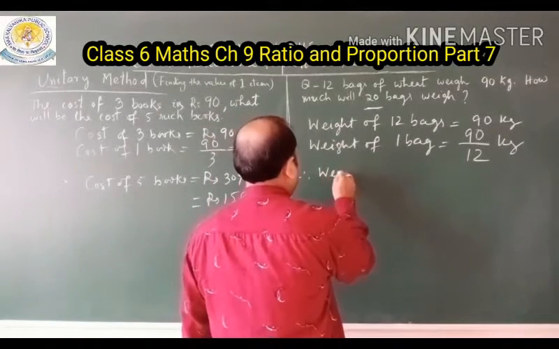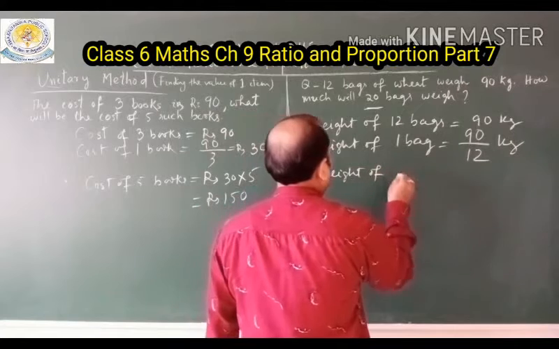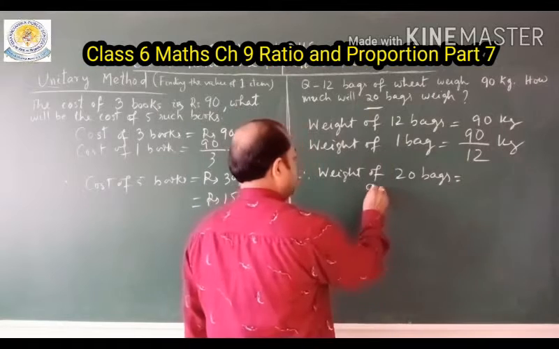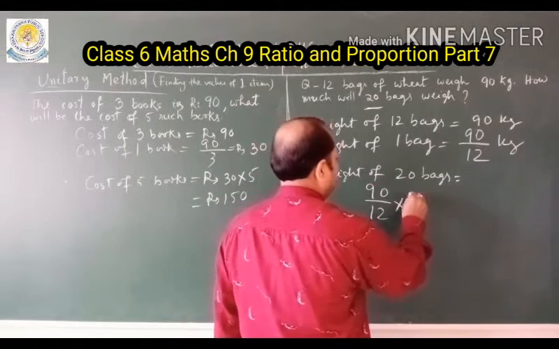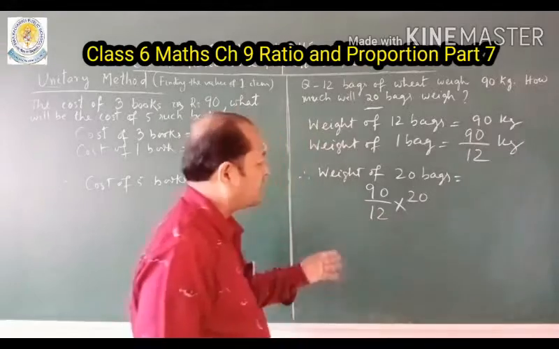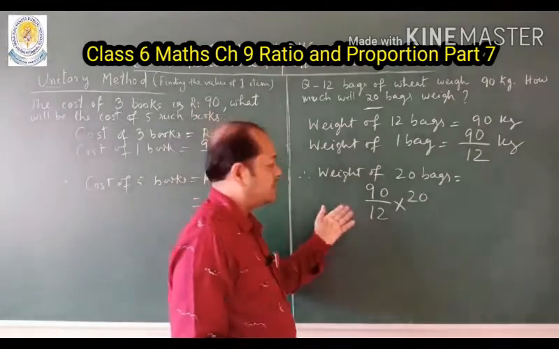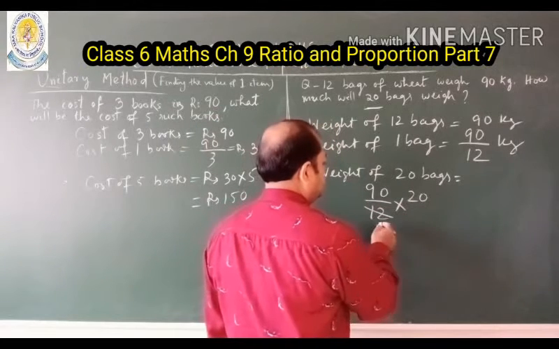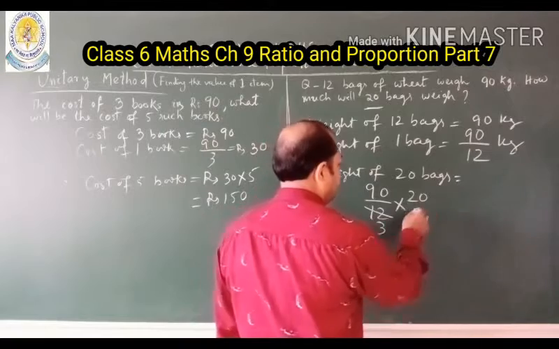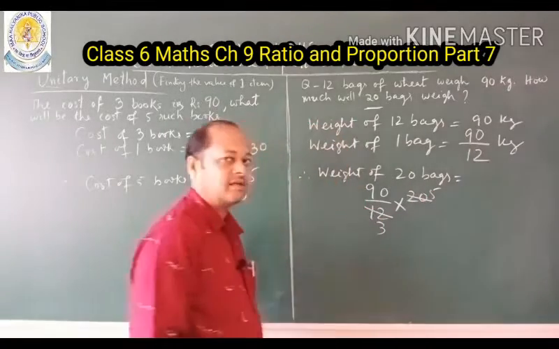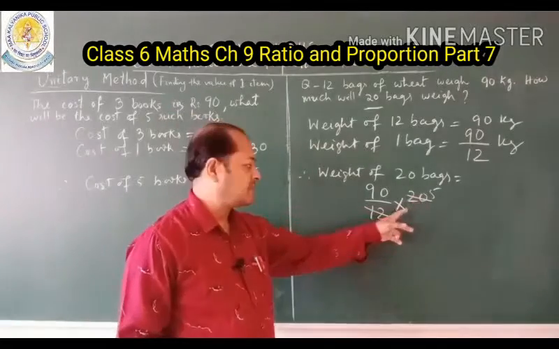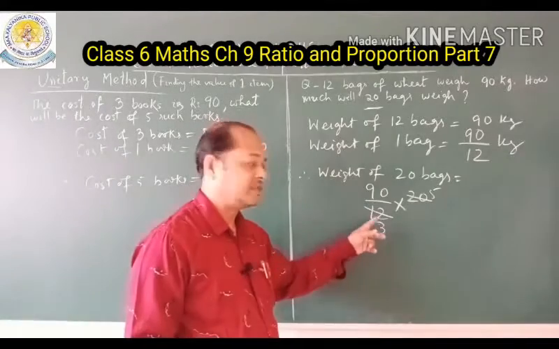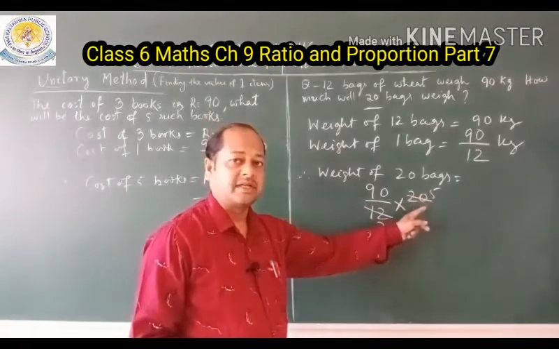Therefore weight of 20 bags equal to 90 upon 12 into how much? 20. Now simplify it using the method of HCF and divide. Start with 4. 4 3s are 12 and 4 5s are 20. For 12 and 20, what is the HCF? That is 4. So I am dividing by 4. 12 divided by 4 is 3, and 20 divided by 4 is 5.